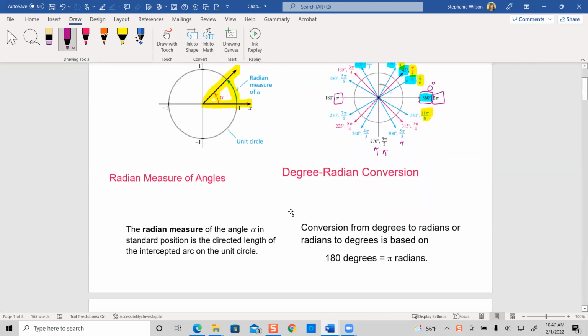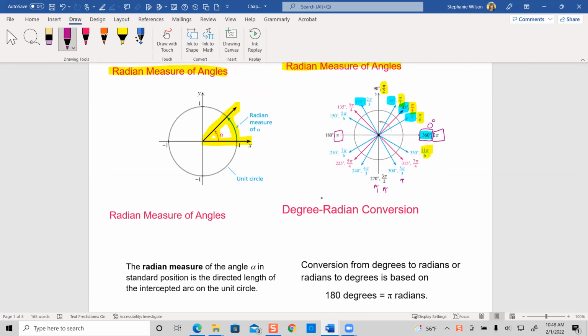So the radian measure of angles. The radian measure of an angle alpha in standard position is the directed length of the intercepted arc on the unit circle. You can see this image right here is a good example of that. Degree radian conversions, this is good to know. 180 degrees is equal to 1 radian, which is 1 pi. So right here, see it? Okay.